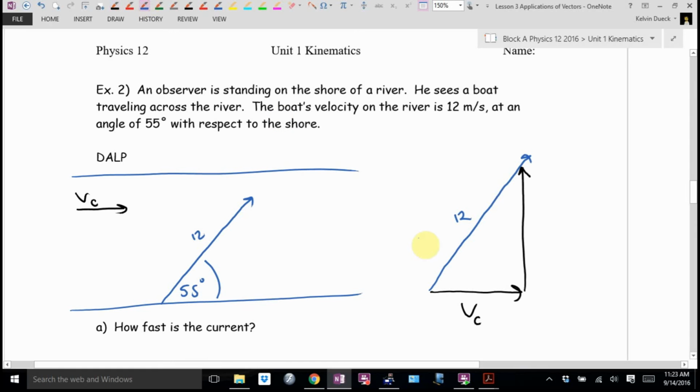Let's put the 55 degrees in, Mr. Duke. And this here is the velocity of the engine. The engine, that's an E. The engine is pushing it straight up. The current is pushing it to the right. And the resultant we get is a slanty, a hypotenuse.